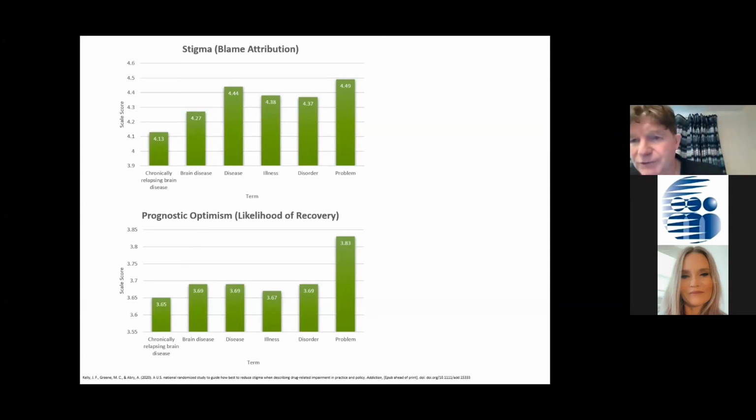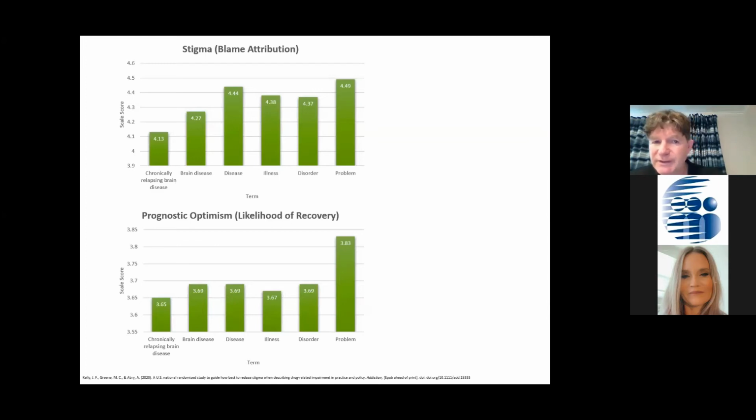Look at the top graph, first of all. You can see those 6 different terms. This first graph looks at blame. So when you look at the blaming dimension of stigma, you can see that when people were exposed to a vignette describing someone with drug-related impairment as having a chronically relapsing brain disease, blame tended to go down. So that greater biomedical emphasis tended to reduce blame.